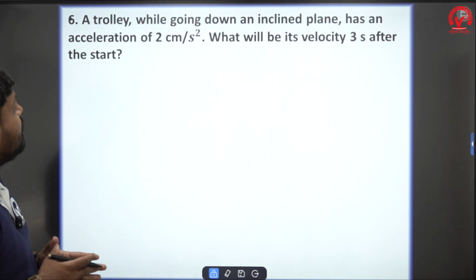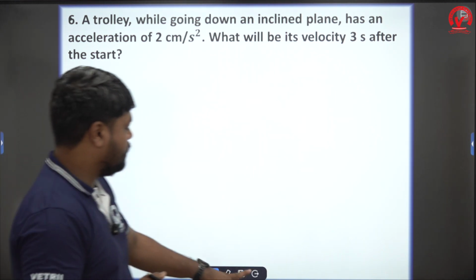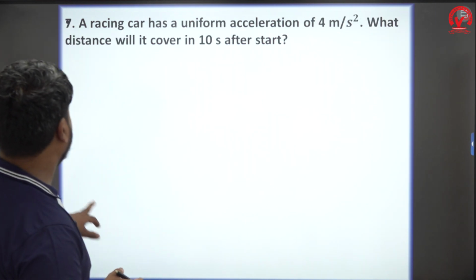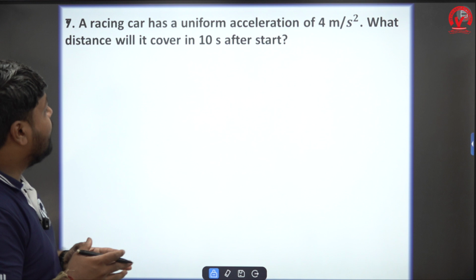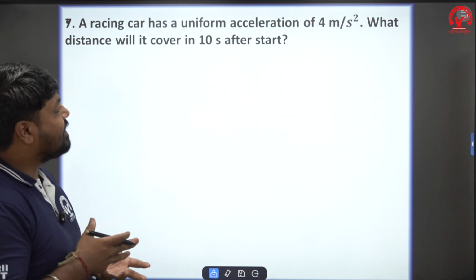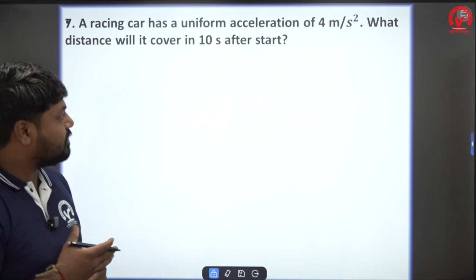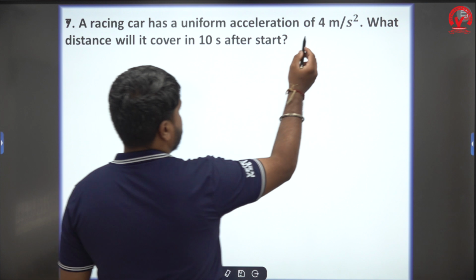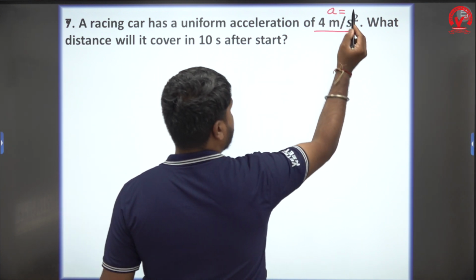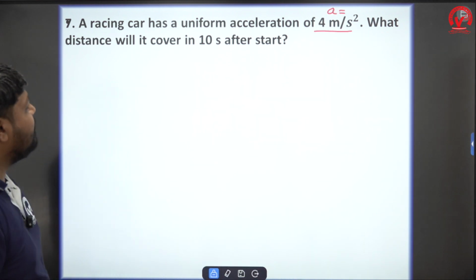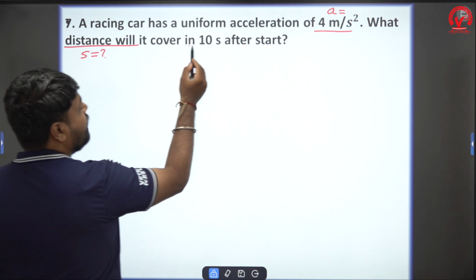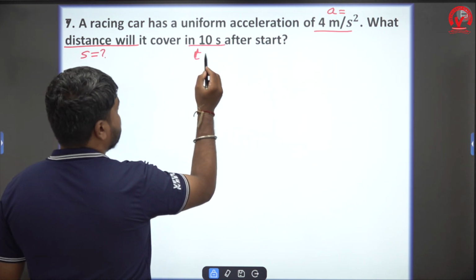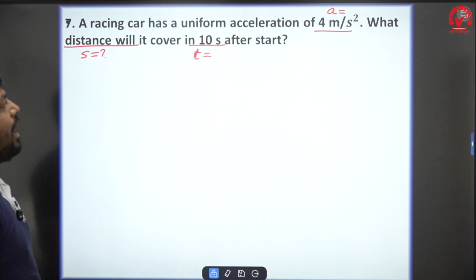See, this is the question. Sorry. See the 7th question. A racing car has a uniform acceleration of 4 meter per second square. So uniform acceleration is how much? a is equal to 4 meter per second square. What distance will it cover? Distance means s is equal to question mark in 10 seconds after the start.